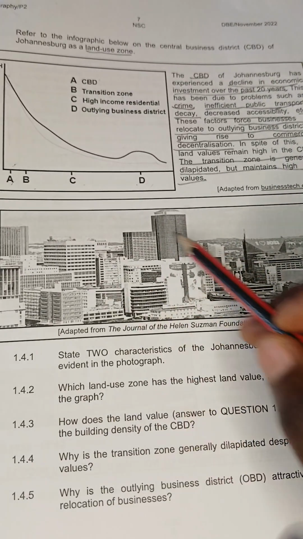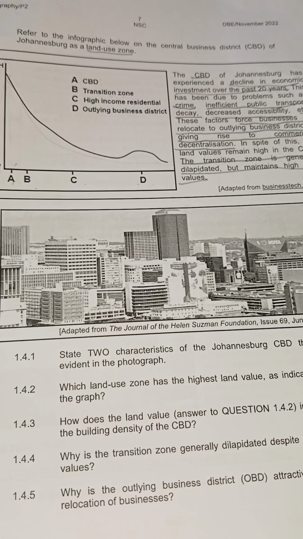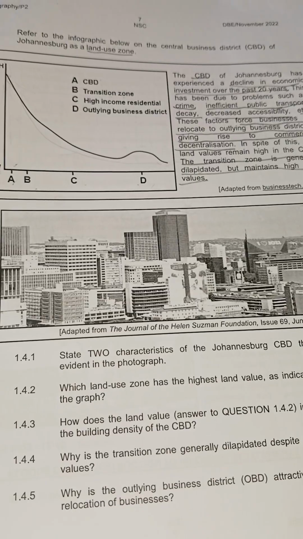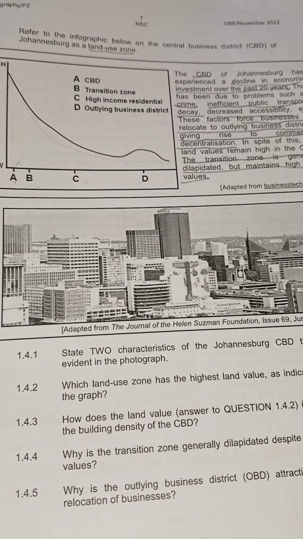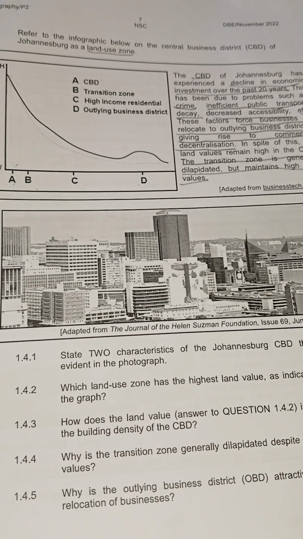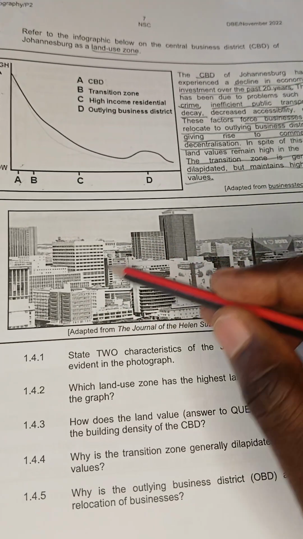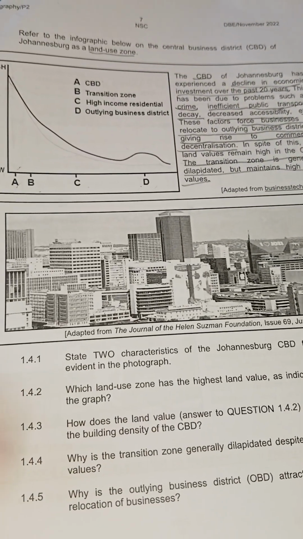High density of buildings, the number of buildings per unit area, per square kilometer, per square meter. You can see that there is a higher density of buildings. Why? The land values are high. They cannot expand horizontally, but they are doing it vertically. They're looking at the number of buildings per square meter. Higher density of buildings, that's what we can see there. You can see the buildings that we have there. High density of buildings. What do you have? You've got tall buildings. So already you've collected your 2 marks.